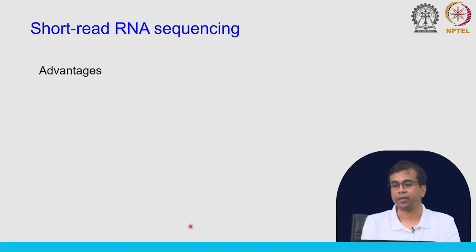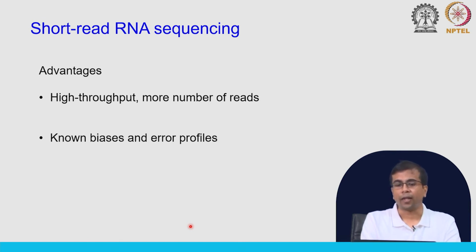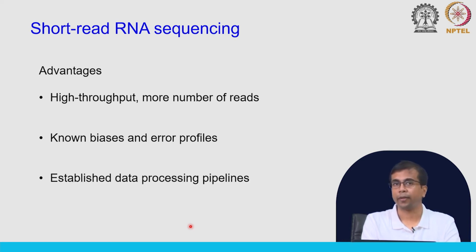The advantages of short read sequencing, because we know already Illumina is really high throughput, you get a large number of reads quite easily and not very expensive. And we also know the biases and error profiles of the Illumina method, and we have an established data processing pipeline. We have already seen, when you are doing this variant analysis, some of these pipelines that are available, and most of them are developed for FASTQ files, for the Illumina platform.